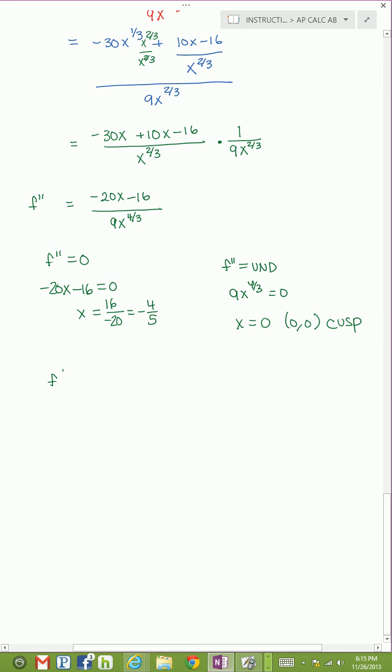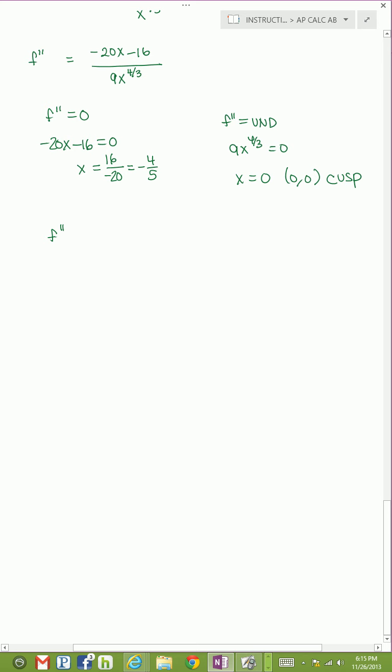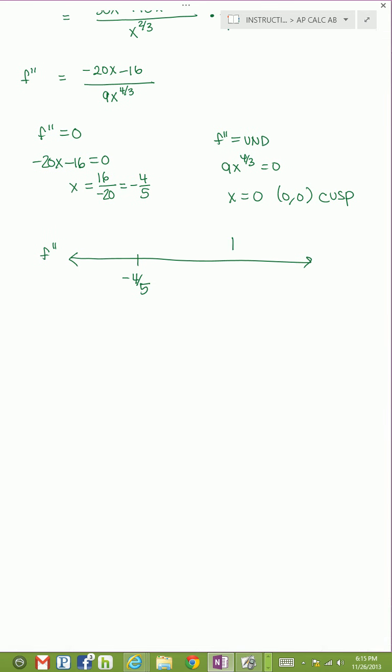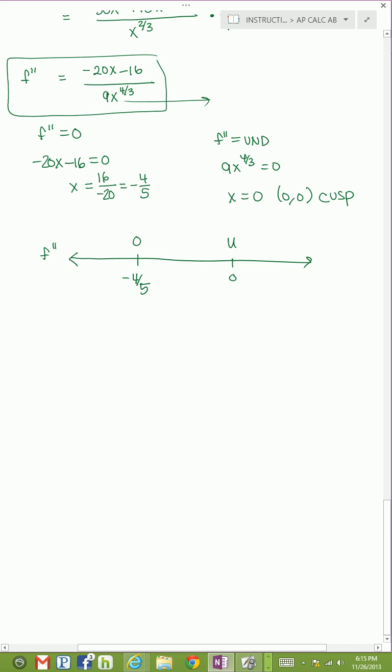Now we're going to do our second derivative sign chart. And we have negative 4/5. See? We have 0. At 0 we were undefined, at negative 4/5 we were 0. I am substituting into this term here. And here's one where hopefully we'll do this correctly this time. The denominator is always positive, so we get to ignore it. The whole entire denominator is always positive, so I ignore the whole entire thing.